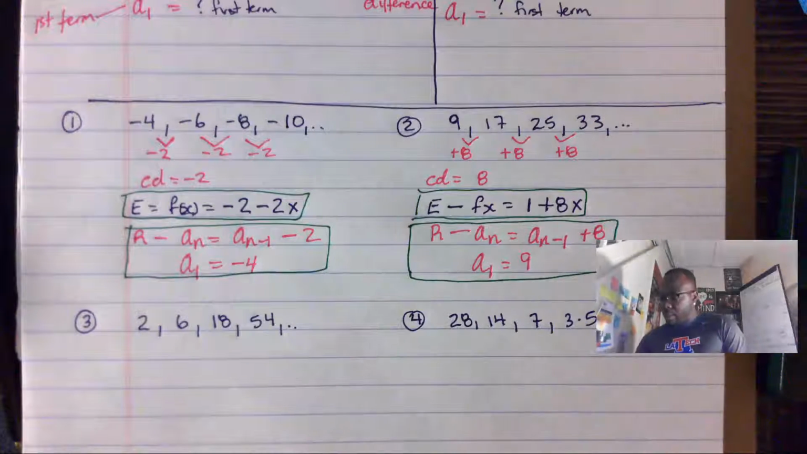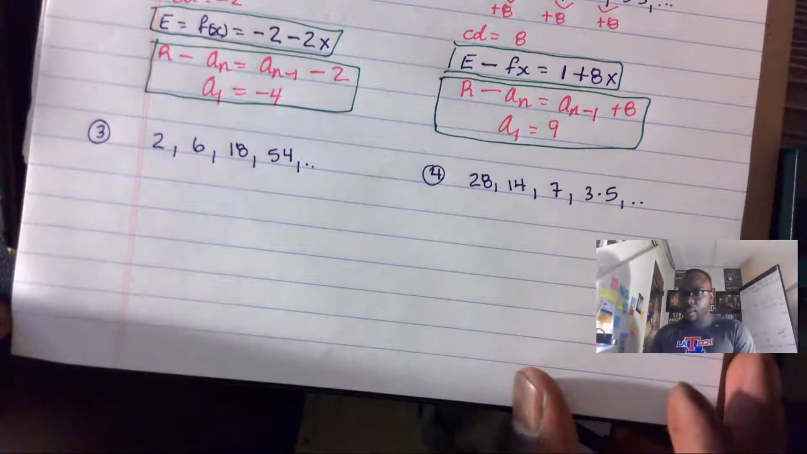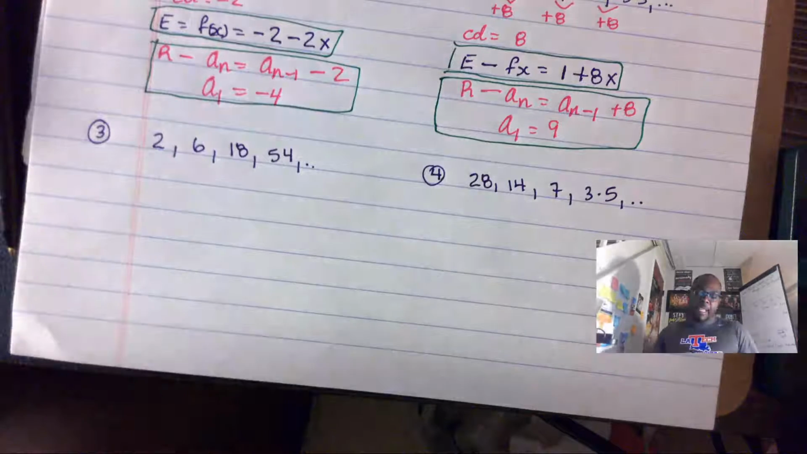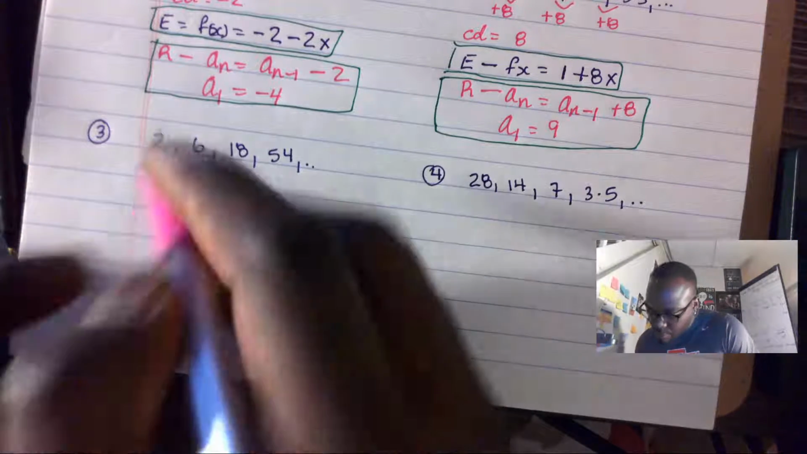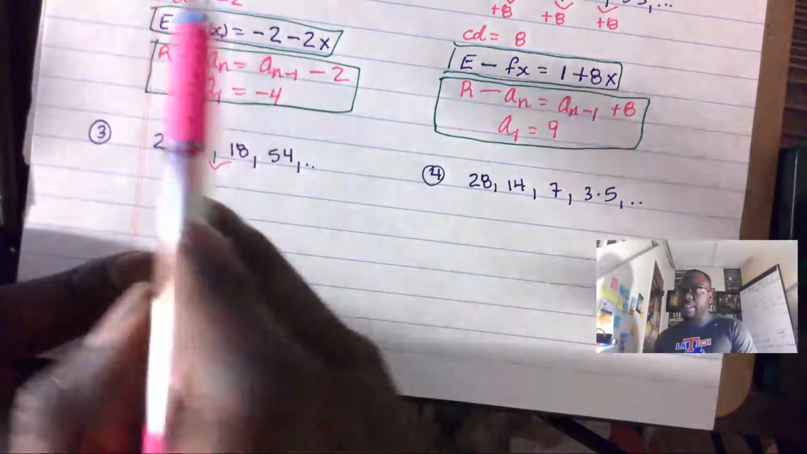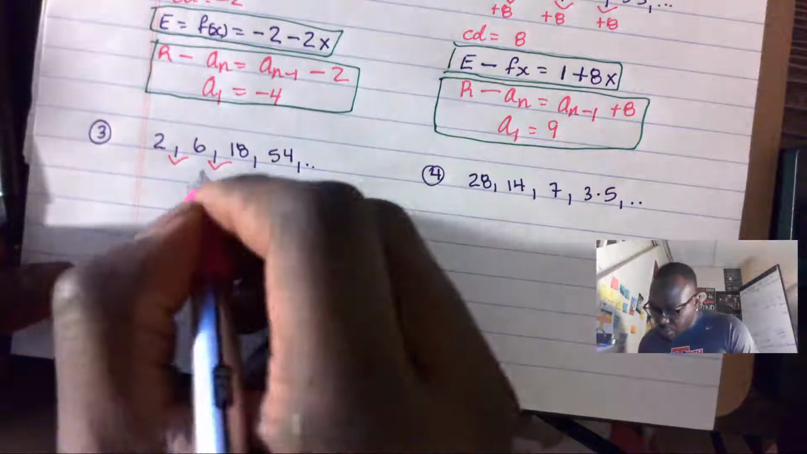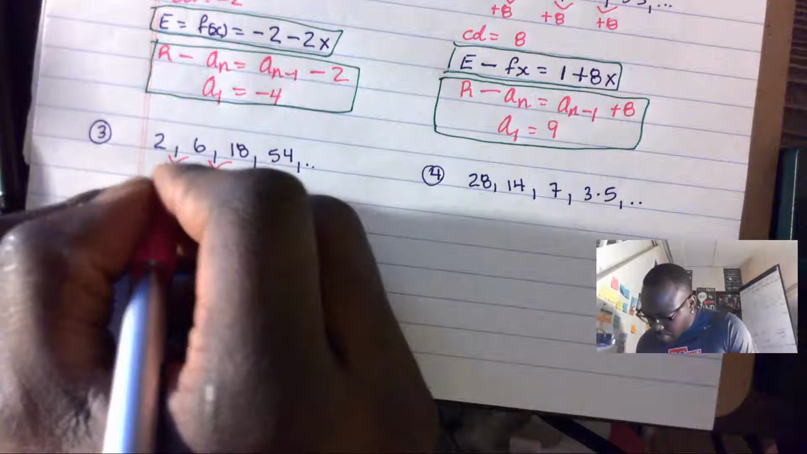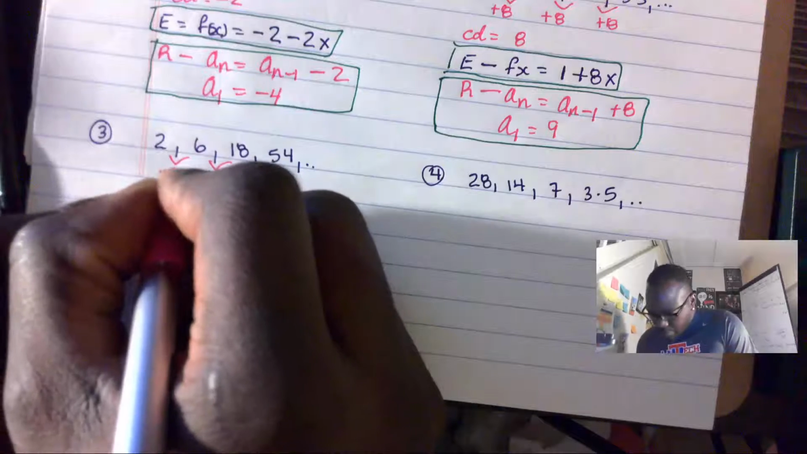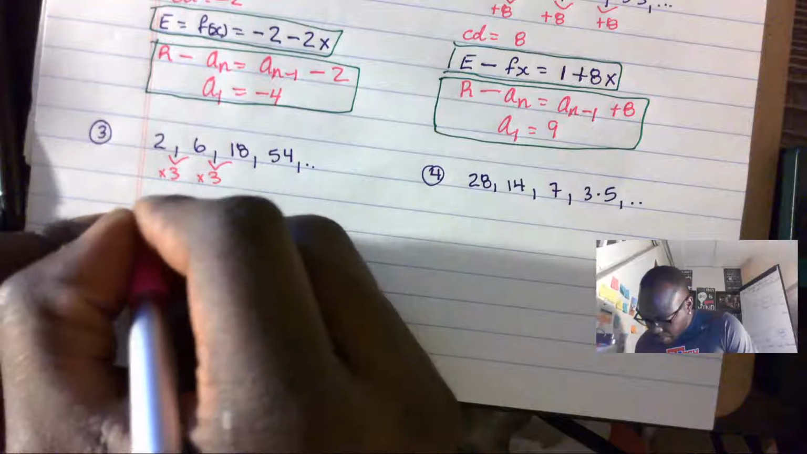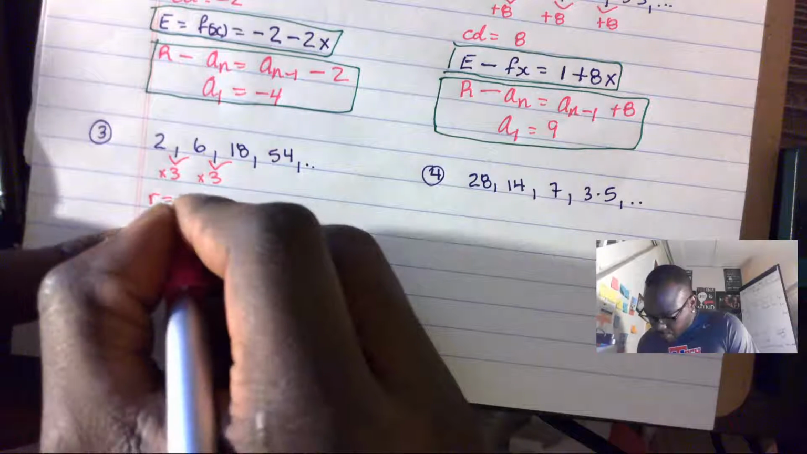Now let's look at a few geometric problems here. I look at my first problem and figure out what's happening. How does it change from the first to the second? How do I know it's geometric? Remember, with arithmetic, it's adding or subtracting, but with geometric, they multiply or divide. So here, it goes from 2 to 6. They multiply by 3, right? They multiply 6 by 3 to get 18. So I realize that my common ratio is equal to 3.